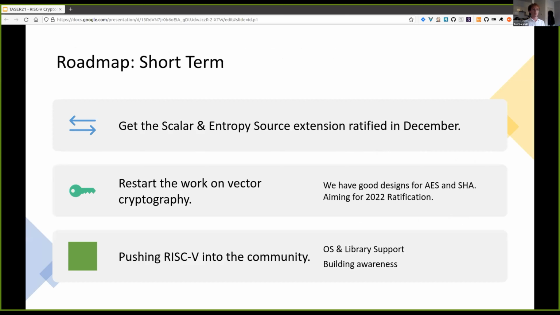So the short-term roadmap is to get it all ratified in December. The RISC-V Summit is a big yearly jamboree of everyone involved in RISC-V, and it's there that the board of directors meet and vote to accept things.